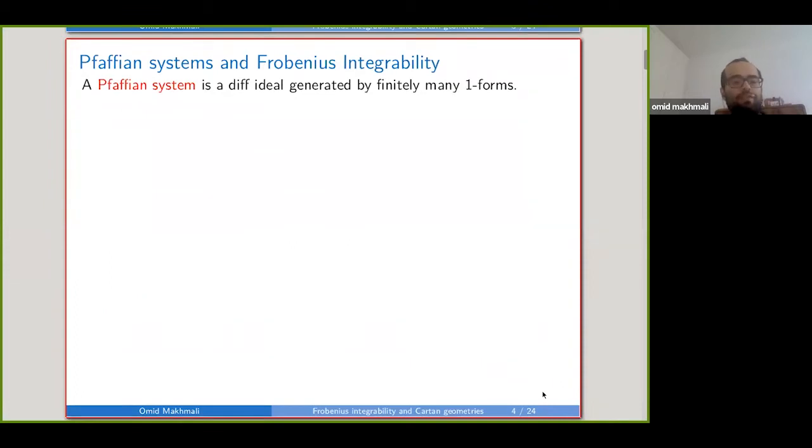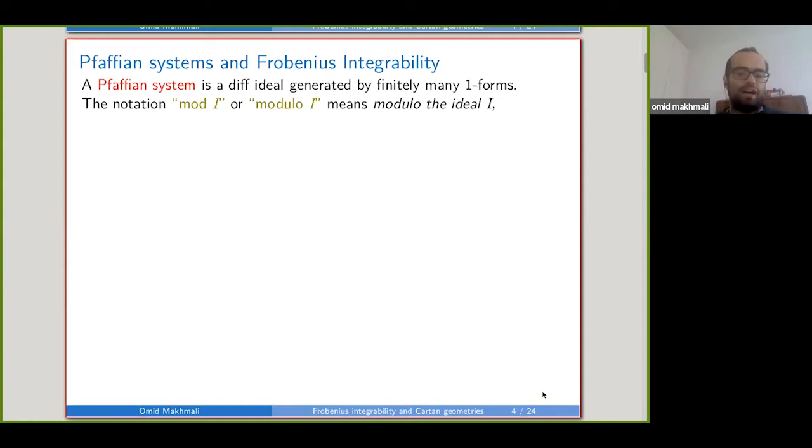Now, a Pfaffian system that we'll see in this lecture is a differential ideal generated by finitely many one forms. The notation we're going to use is mod I, or modulo I, which means that we're taking congruence with respect to the ideal I. So for example, if we take d of a generator and it's congruent to zero modulo I, that means I is a differential ideal. Basically, by taking the exterior derivative, one adds nothing to the algebraic ideal I.